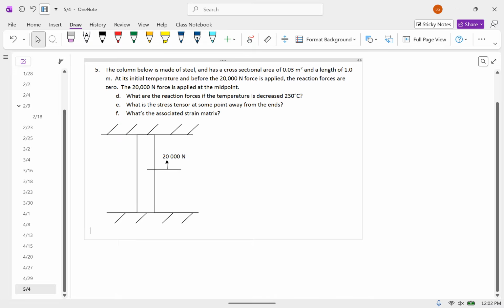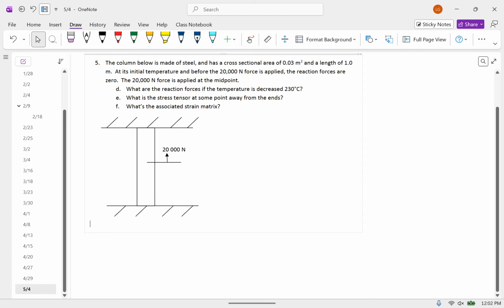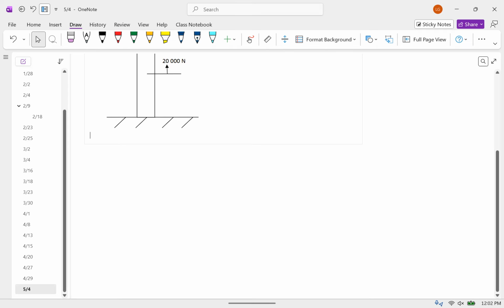Okay, so, and that force, does it say it's at the midpoint? Yeah. So we're going to start by doing the statics. And then what we're going to see is that it's a statically indeterminate system. You always see that once you get your equations from the statics. And then we'll proceed from there.